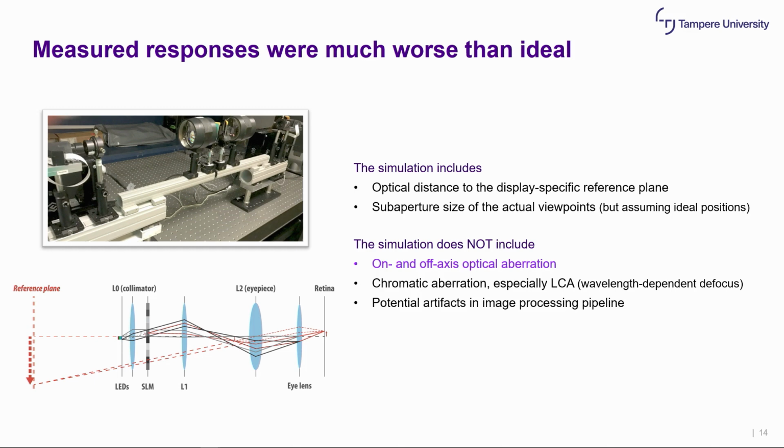So for the difference between simulation and measurement, there are several possible reasons for the large difference. The simulation includes only the optical distance to the reference plane and the profile of the viewpoint subapertures. And aberrations, which include chromatic aberration, are simply ignored. And also there could be an error in the light field image processing pipeline.